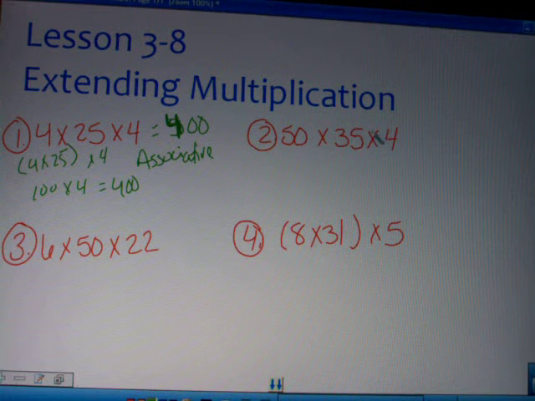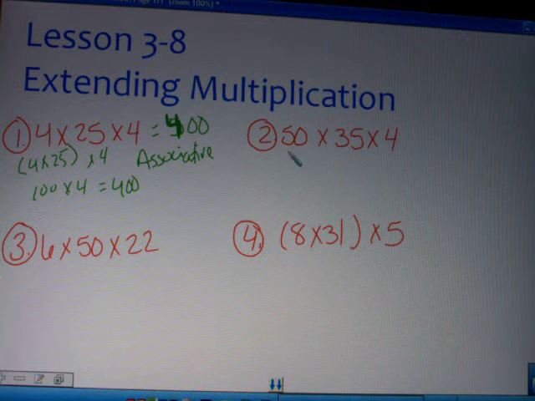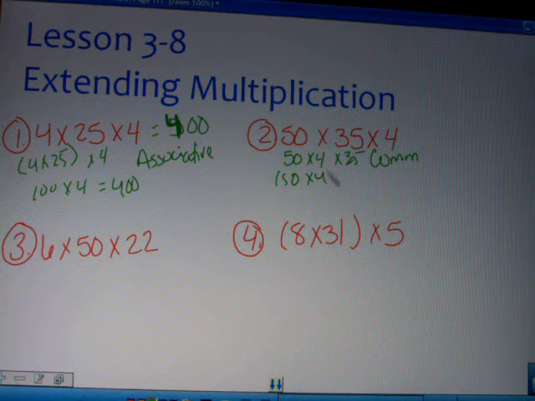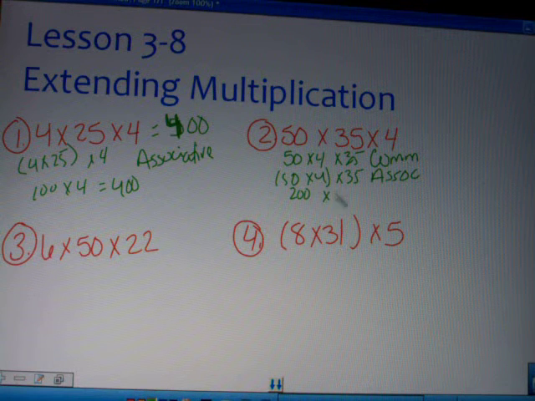Now for the next product, I'm going to use the commutative property. I'm going to do 50 times 4 times 35, and that's the commutative. And then I'm going to multiply 50 times 4 times 35. That is the associative. There we go. And that gives me 200 times 35. And that gives me an answer of 7,000.